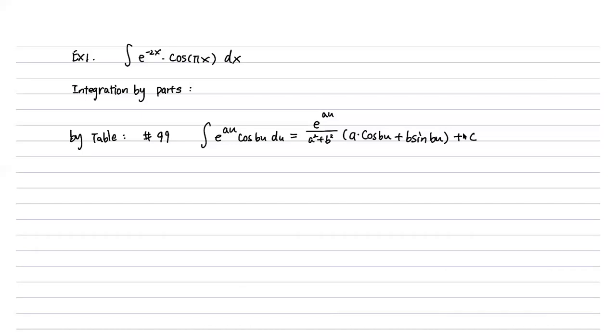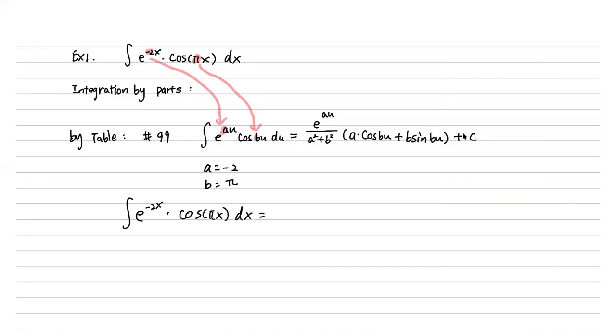So now if you look at the question we have right here, we have the integral of e to the negative 2x and then cosine of pi x. In this case, that is just corresponding values, right? So a is going to be negative 2, and pi right here is going to be our b. So that's pretty straightforward. a is equal to negative 2, b equals pi. And then we're just going to plug them in, right? So it'll be the integral of e to the negative 2x times cosine pi x dx.